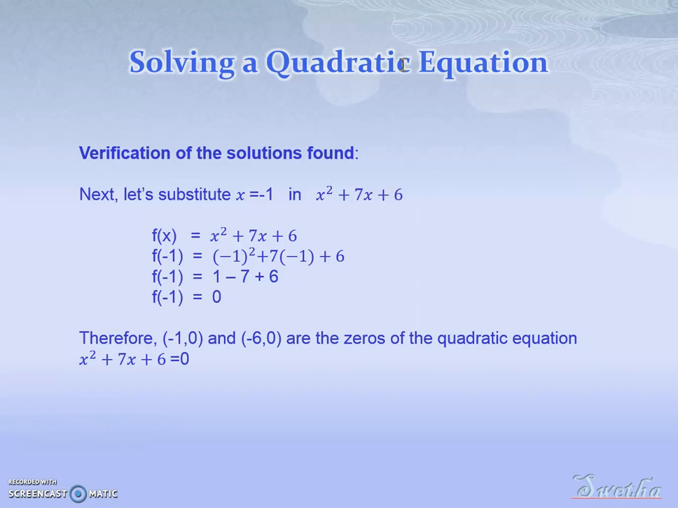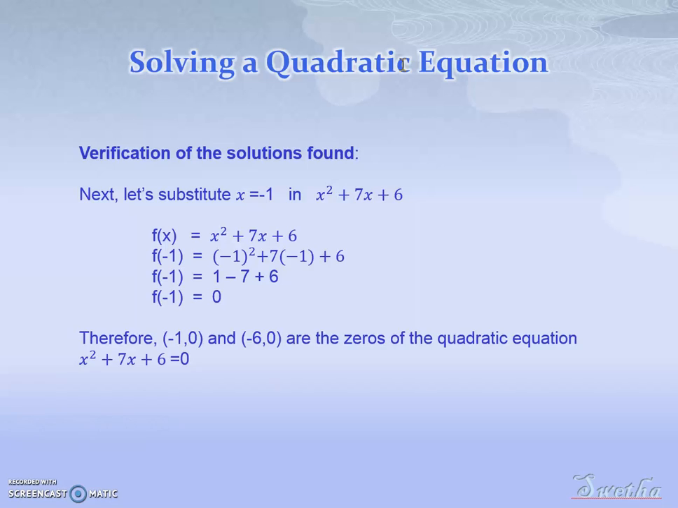Now let's verify our second solution. Negative 1 was the x of that solution, so let's plug in negative 1 into this equation. Negative 1 squared plus 7 times negative 1 plus 6, and it ends up to be 0. This agrees with our solution, and so therefore our two solutions for this quadratic equation are negative 1, 0 and negative 6, 0.